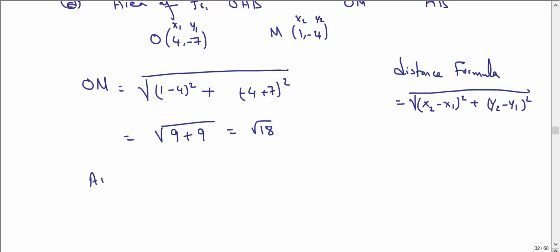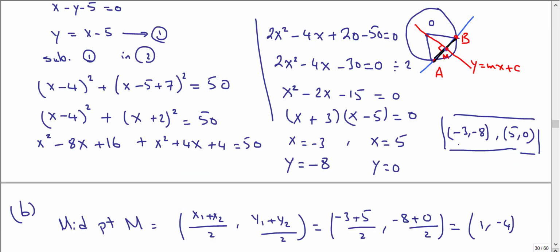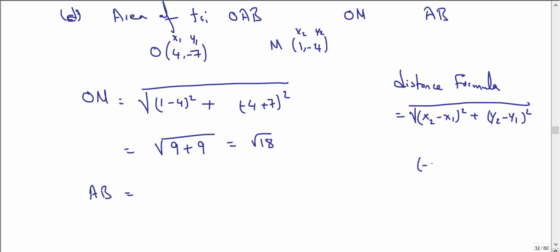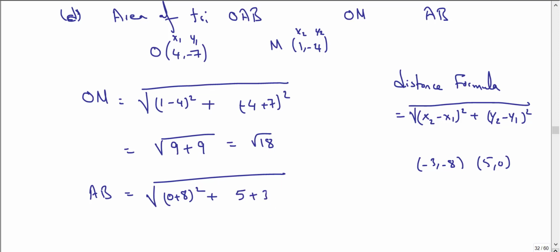Then we find distance AB, and we have the points A and B, which are negative 3, negative 8 and 5, 0. So again use the same formula: 5 minus negative 3, that's plus 3 squared, and it will be root 64 plus 64, that means root 128.